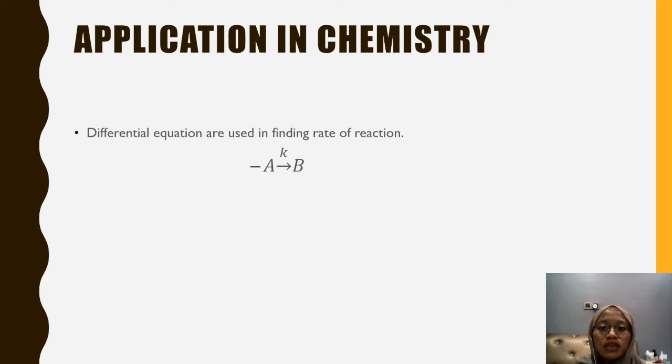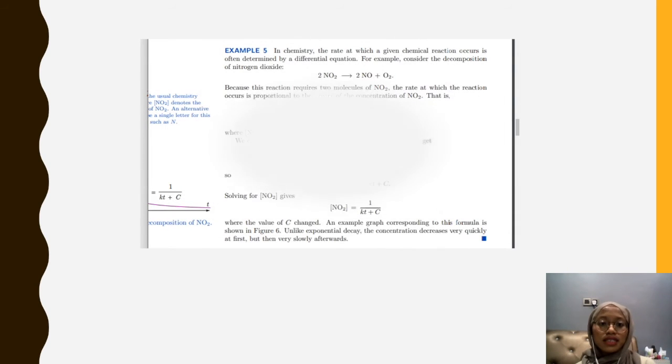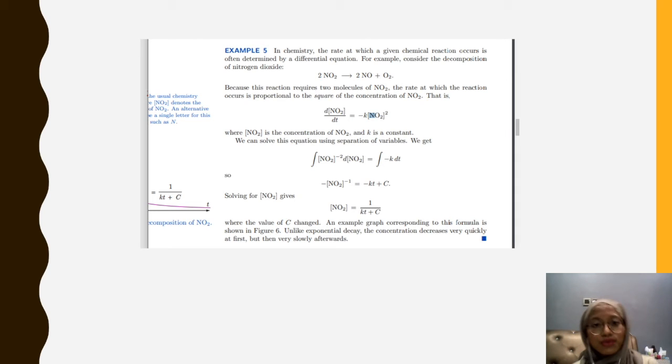However, because the rate is a positive quantity, we will use a negative sign if we look at the disappearance of A, and the rate of reaction is proportional to the concentration of A. So this is the equation. So this is one of the examples of how to calculate the rate of reaction by using the differential equation.